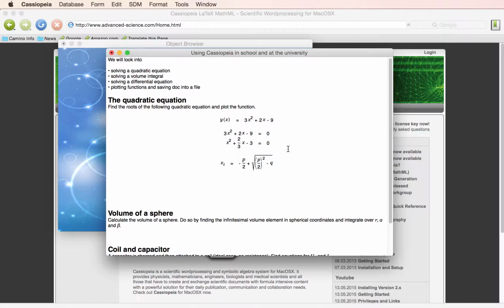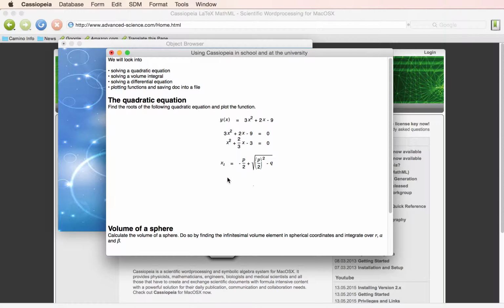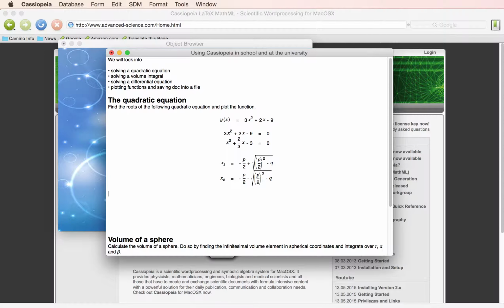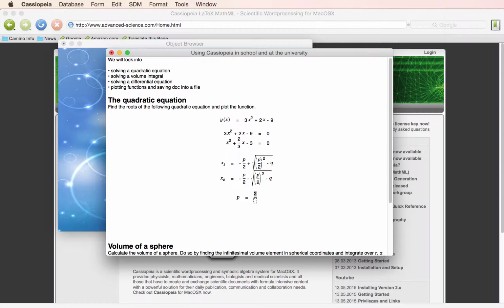minus p over 2 plus the root of p over 2 squared minus q. For x1 and for x2 we have minus the root. And in this case we have p equals 2 over 3 and q is minus 3. Let's make a copy of this one and drag in these values.